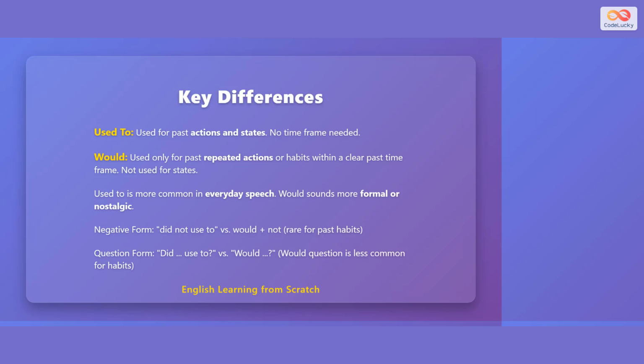Used to describes past actions and states with no time frame needed. Would describes only repeated past actions within a clear past time frame. Would cannot describe states. Used to sounds normal in everyday talk. Would sounds more formal or like telling stories.